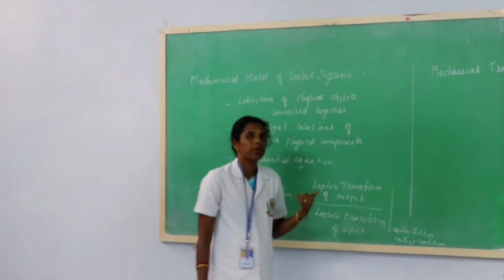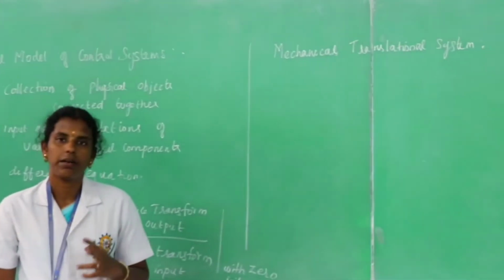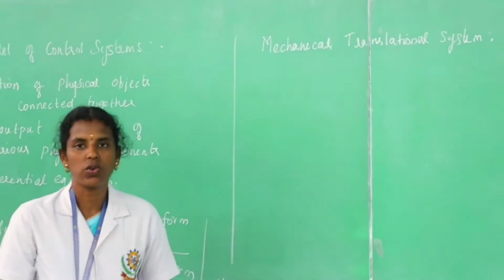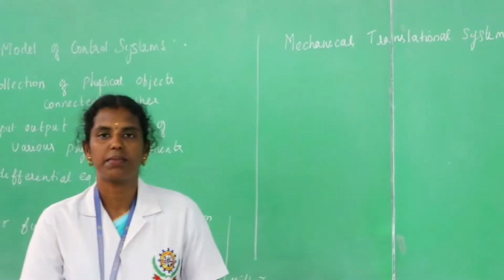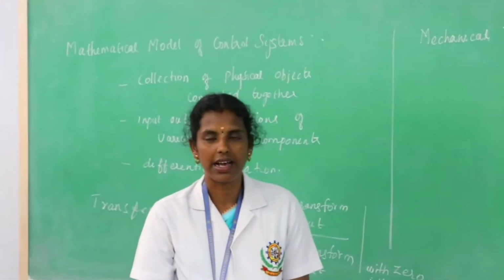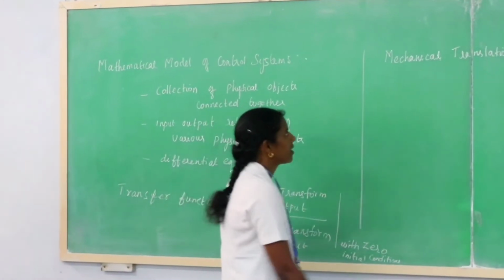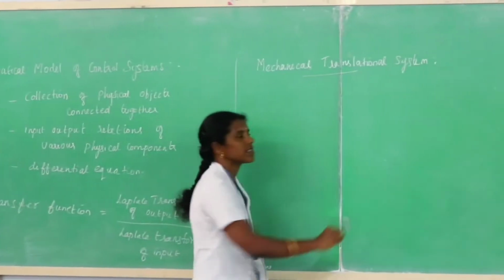So now we are going to see about the modeling of the system. Normally it consists of many types. Now we are going to concentrate on only one system, that is the mechanical system. The mechanical system itself consists of mechanical translational and mechanical rotational. So now I am going to take the mechanical translational system.